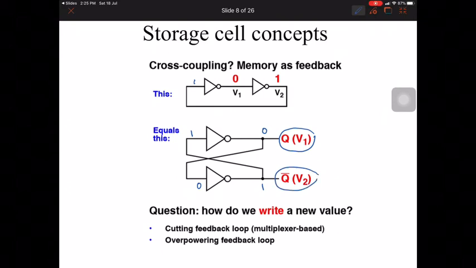So how do you write a new value? If you want to write a new value, you need to overpower the feedback loop and put in an input here, and then you can change the value of the storage cell.